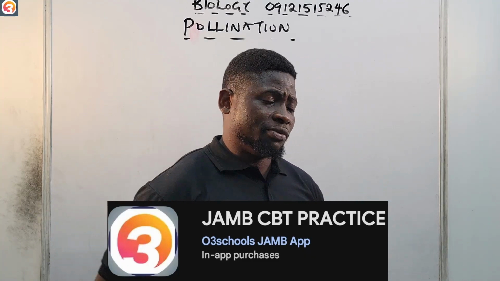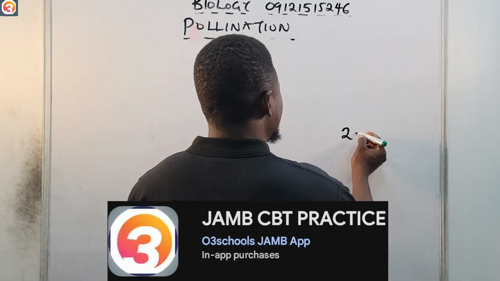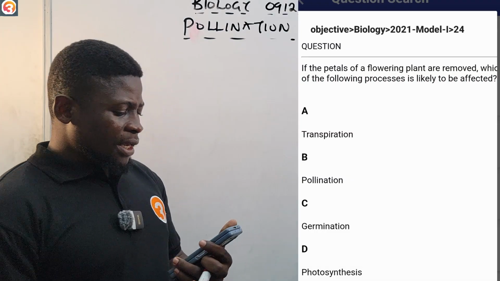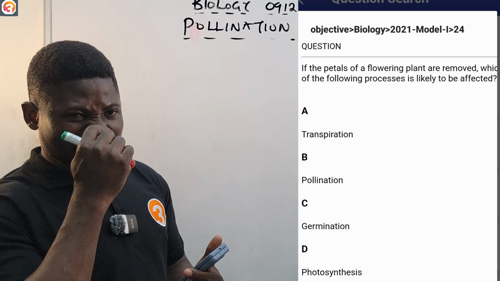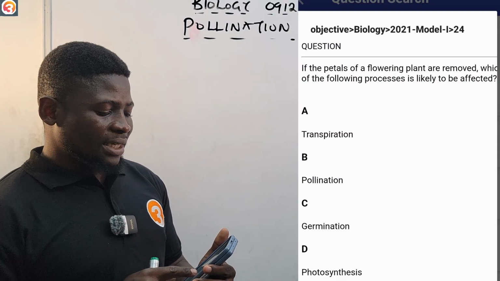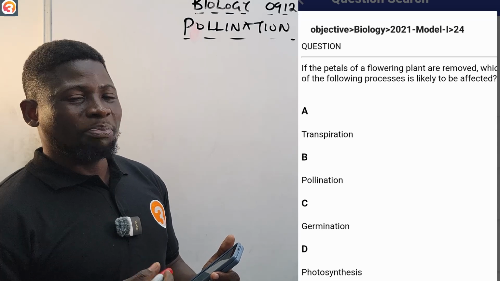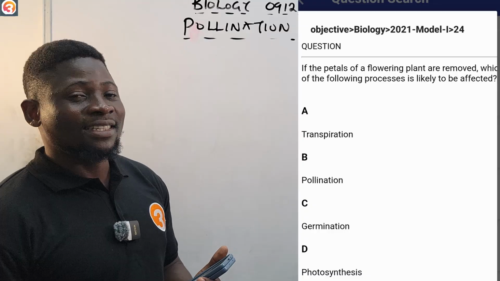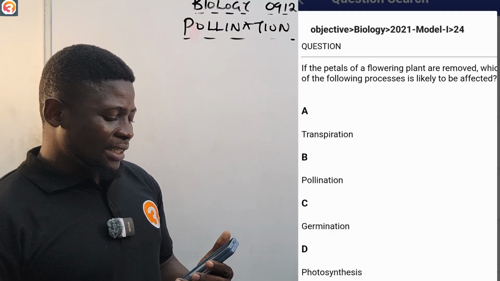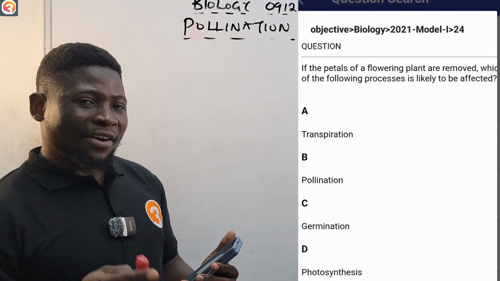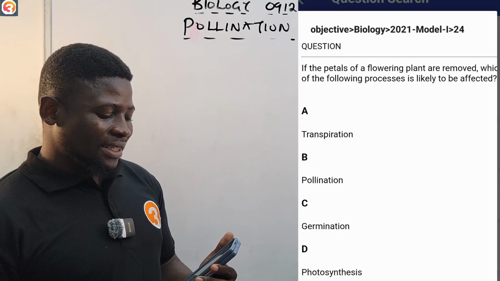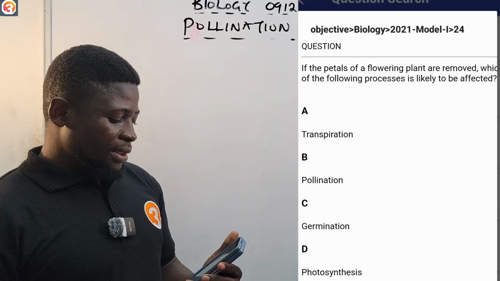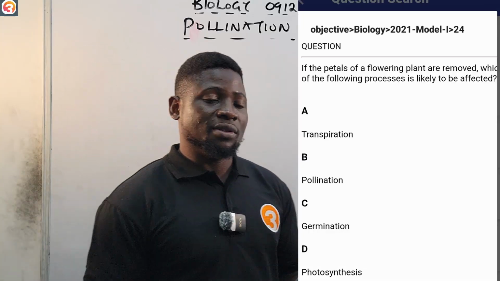Let us just see a JAMB past question from the app. This is a 2021 question, number 24. It says here that if the petals of a flowering plant are removed, which of the following processes is likely to be affected? We'll talk about the petals that are usually bright in color, that attract insects for a particular purpose. A says transpiration, B says pollination, C says germination, D says photosynthesis.